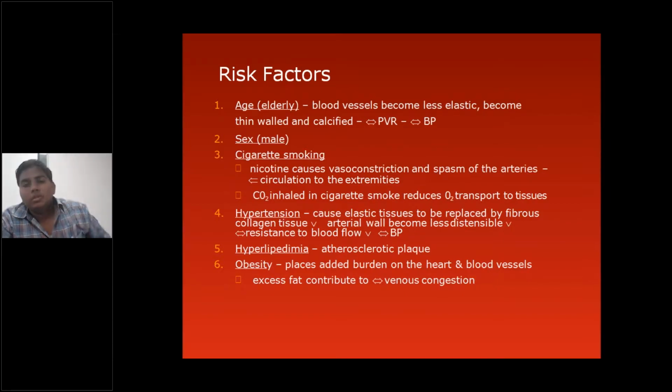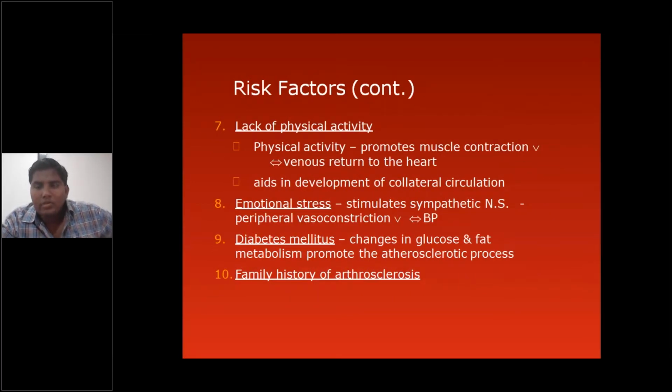Hypertension causes secondary changes in the blood vessel: the elastic tissue is replaced by fibrous collagen tissue. Hyperlipidemia leads to increased atherosclerotic plaque formation. Obesity, with excess fat and cholesterol, leads to atherosclerosis. Lack of physical activity, a sedentary lifestyle, means muscle contraction will be minimal. In case of peripheral vascular disease and Buerger's disease, there are certain exercises. Minimal physical activity could promote collateral formation. Diabetes mellitus also promotes atherosclerosis.